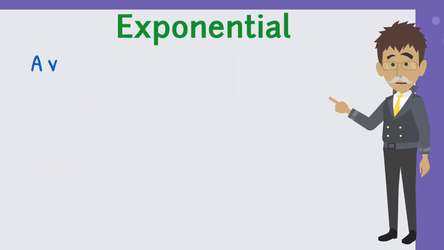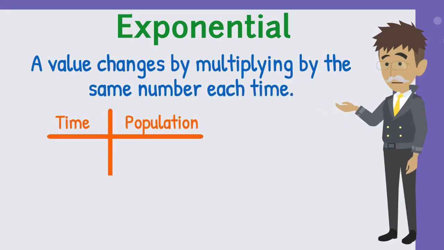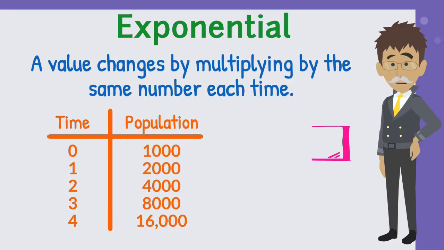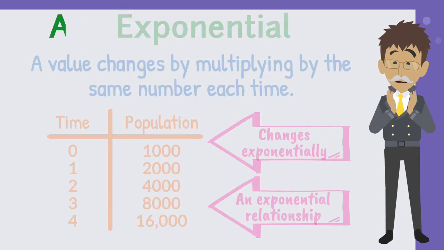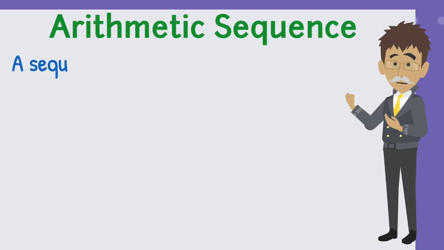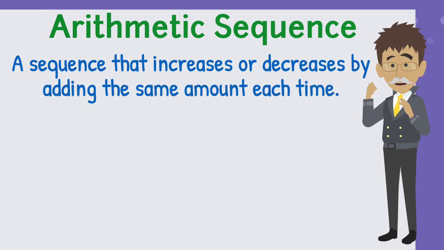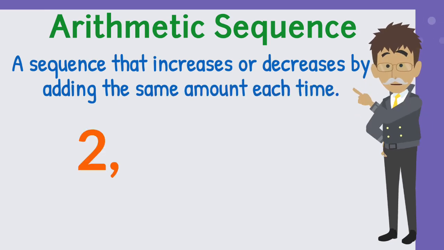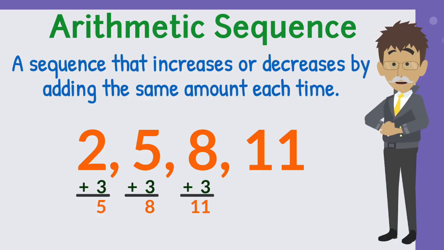Exponential. A value changes by multiplying by the same number each time. If a value doubles every hour, it is changing exponentially. Arithmetic sequence. A sequence that increases or decreases by adding the same amount each time. The sequence 2, 5, 8, and 11 adds 3 each step, so it is arithmetic.